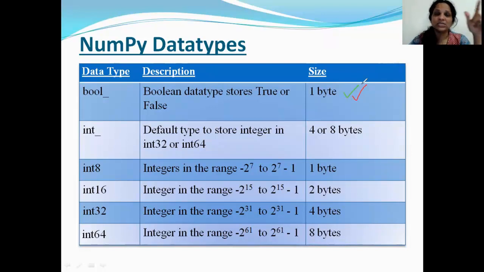Now, integers itself, you only had int in Python. Here, you have int underscore, you have int 8, int 16, int 32, int 64. Doesn't matter, they're all integers. That means numbers without decimal places. It's only talking about the elements that each of those integers can store. For example, if you look at int 8, it can store anything from -2 raised to 7 to 2 raised to 7 minus 1. That means the numbers that it can store is -128 to 127.